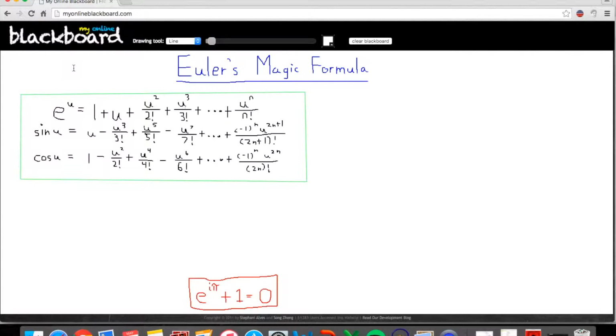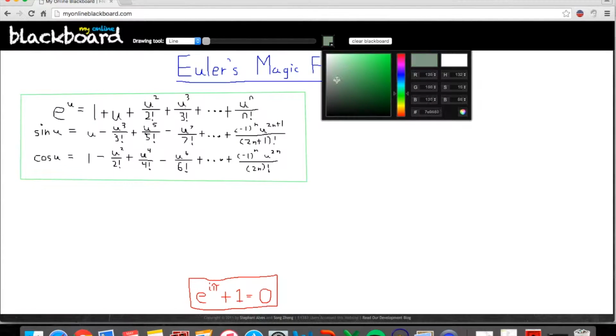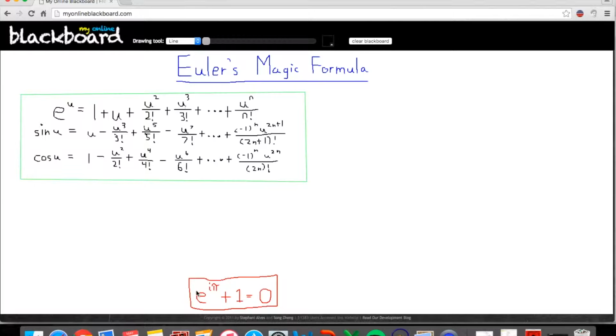So it's a magic formula essentially because it includes a few really important numbers. First is e and pi, two of the most common irrational numbers. It includes the imaginary number i, and it also includes the fundamental real numbers 1 and 0. So somehow all of these relate, and we're going to prove that today.